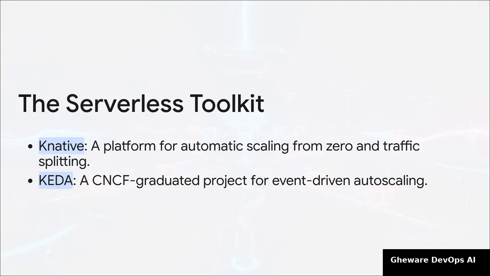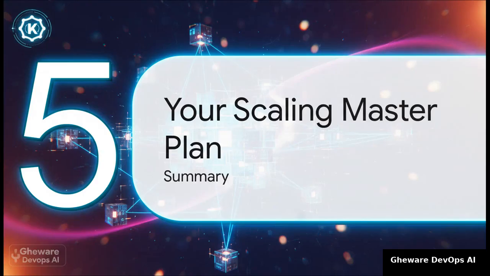The two titans in this space are Knative and KEDA. Knative is a whole platform that gives you that scale to zero magic, plus really sophisticated traffic splitting. And it's actually what powers Google Cloud Run. Then there's KEDA, a CNCF graduated project that is laser-focused on event-driven autoscaling. It has over 70 built-in scalers for things like Kafka, RabbitMQ, and Prometheus. It's awesome.